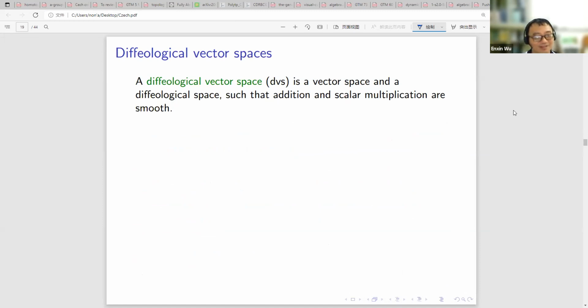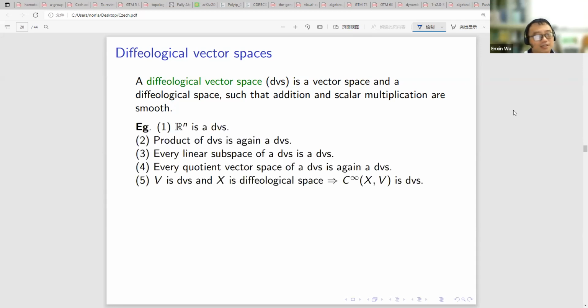Let me quickly go to diffeological vector spaces. In short, a diffeological vector space is a vector space object in the category of diffeological spaces. More precisely, it is both a vector space and a diffeological space, such that addition and scalar multiplication are smooth. Let's take some examples. For example, R^n is a manifold, so it is automatically a diffeological space, and it is also a vector space. You can easily check it is a diffeological vector space because addition and scalar multiplication are both smooth.